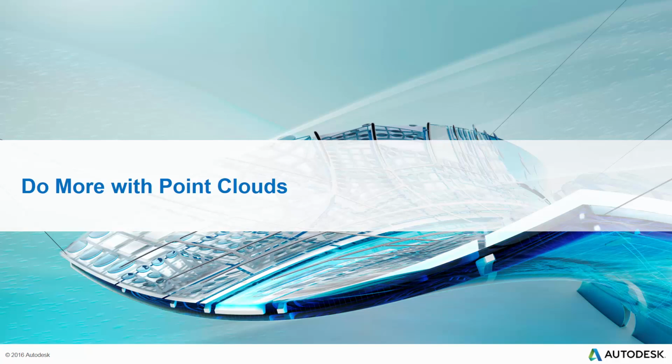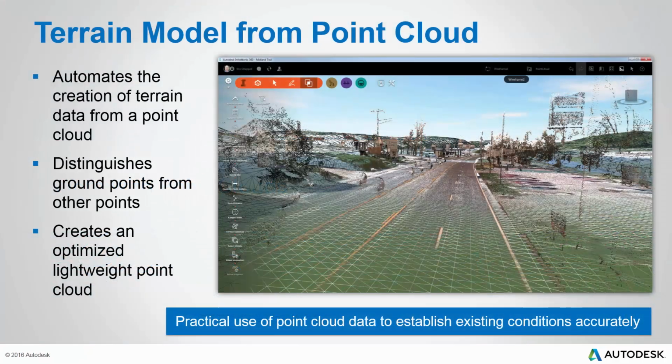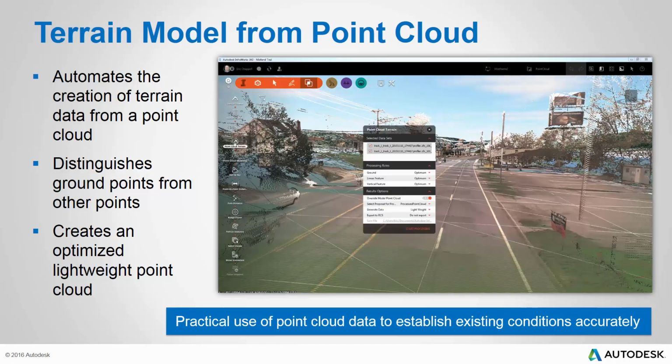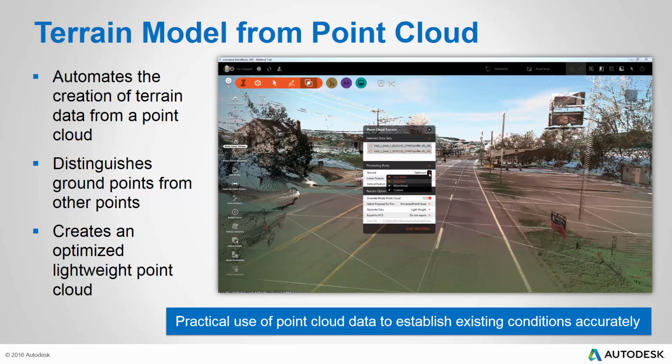Now let's take a look at how you can do more with point clouds in InfraWorks 360 than ever before. With the new release of InfraWorks 360, I can turn a point cloud into terrain data literally with the click of a button. InfraWorks 360 will analyze the point data in my model and use a series of settings to determine the best way to turn that point cloud not just into surface data, but also into vertical features like signs, light poles, trees, and other objects.